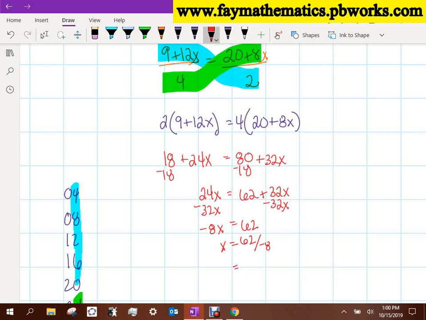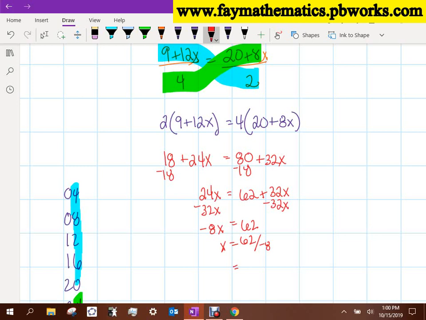Okay, so when we cross multiply, we get 2 times the quantity 9 plus 12x equals 4 times 20 plus 8x. We get what's in purple there, right? If we write that down, guys, I have confidence in us that we're going to be able to go through the rest of this. Okay? I distribute the 2. It gives me 18 plus 24x. I distribute the 4. It gives me 80 plus 32x, right?